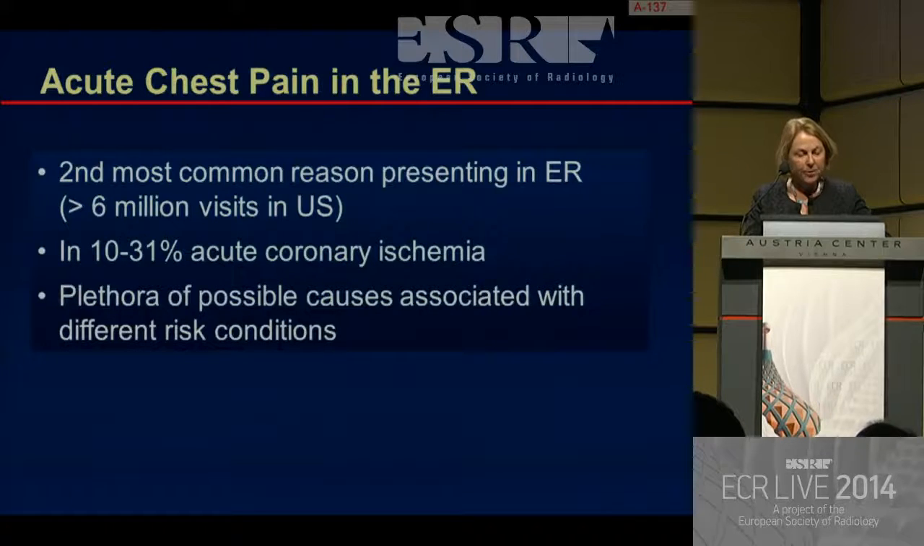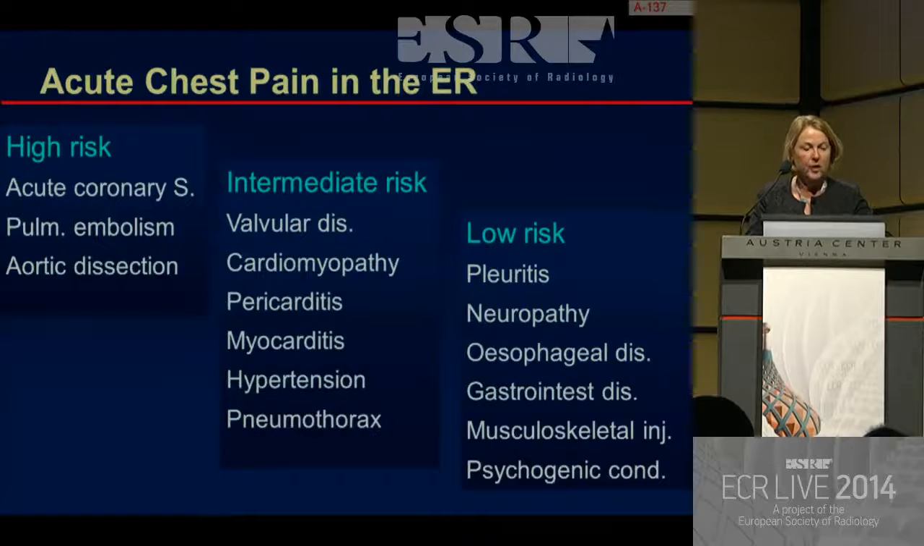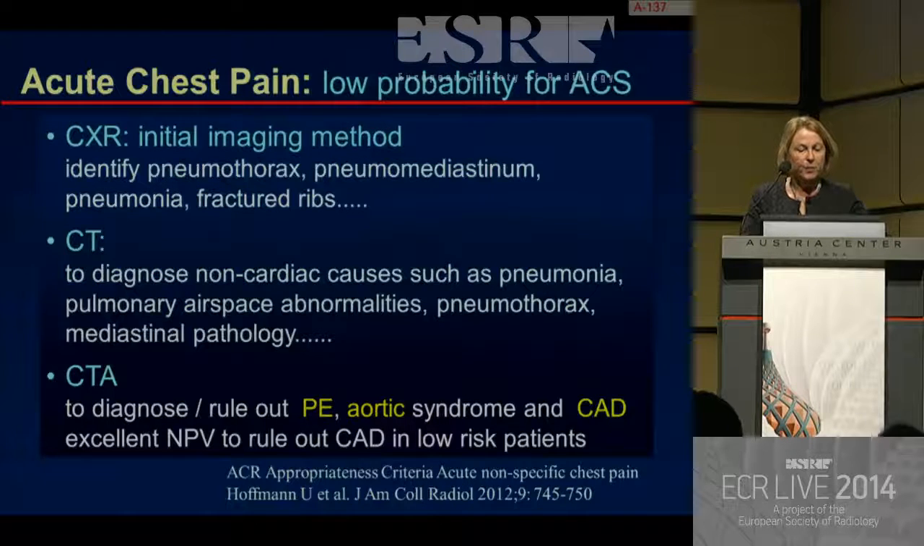On the other hand, there is a plethora of possible causes associated with different risk conditions presenting with acute chest pain. And you can divide that in high risk, in intermediate risk, and in low risk patients. And I mainly want to cover with you some aspects of high risk patients, as you can see here. It would not be a good talk if we would not talk about acute chest pain and triple rule out.